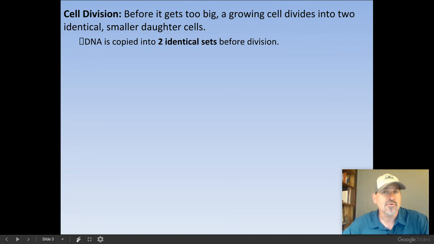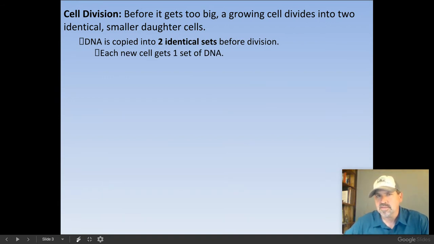DNA is copied into two identical sets before cell division. That's what chapter 12 was all about. Each new cell gets one set of DNA. This is an important concept. A lot of students have a misconception about this. When a cell divides, the whole of the DNA, the entire DNA, ends up in each new cell.